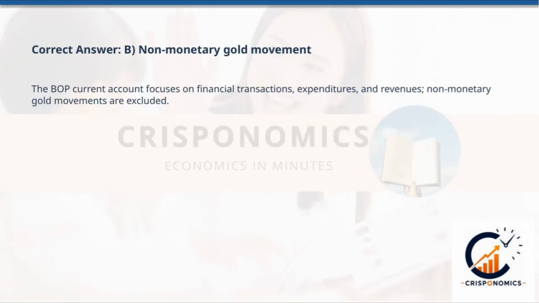When we talk about the balance of payments current account, we're looking at financial transactions, expenditures, and revenues between countries. But it's important to note what's left out, specifically, non-monetary gold movements. These don't count in the current account because they're considered outside the scope of typical financial flows. So, when we analyze the current account, we focus strictly on money moving in and out, not gold that's just changing hands.